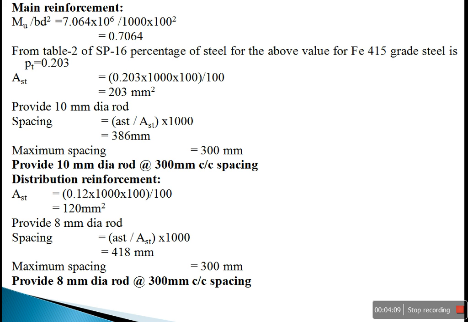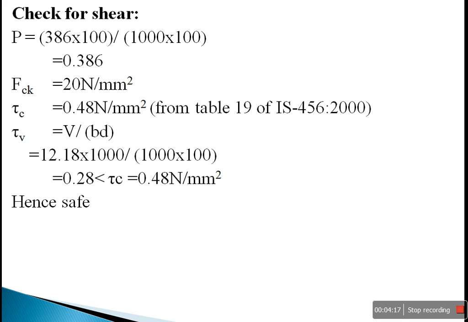Main reinforcement. Main reinforcement is provided from table 2 of SP16 by Mu by bd square, by calculating the graph value and providing the spacing. Check for shear. Check for shear is calculated from IS 456 codebook with the help of p calculated from the chart, and hence the structure remains safe in shear.